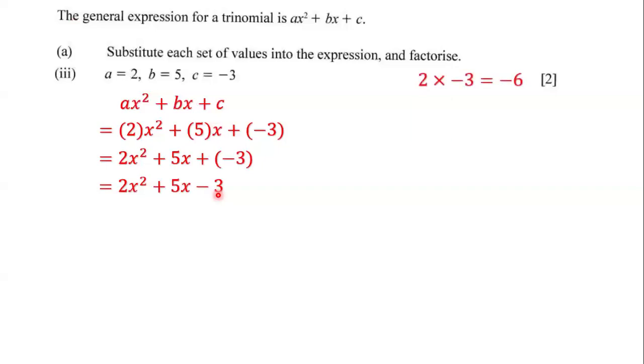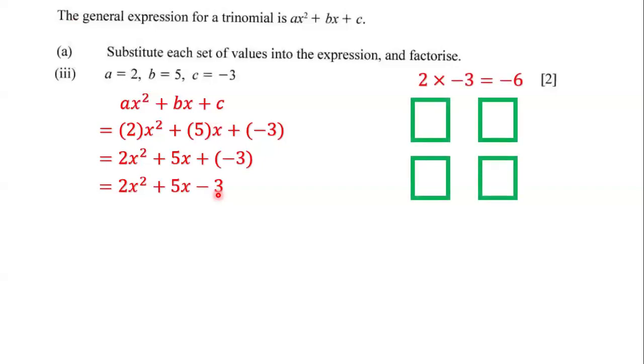And so we ask ourselves, okay, what two numbers could we use that when we add them, we get 5. And the reason why we use 5 is because 5 is the coefficient of x. So we have to find two numbers. When we add them, we get 5. And when we multiply them, we get -6.